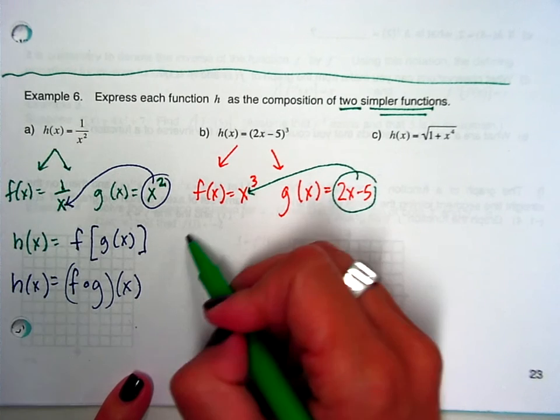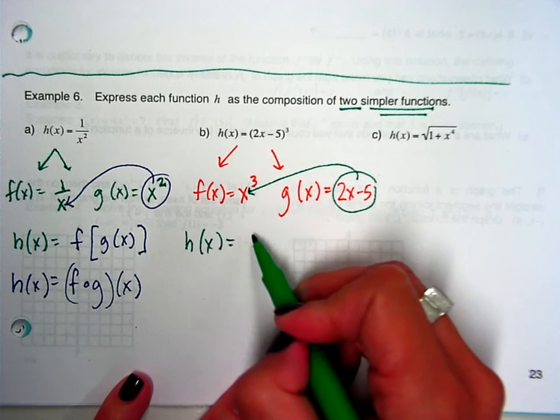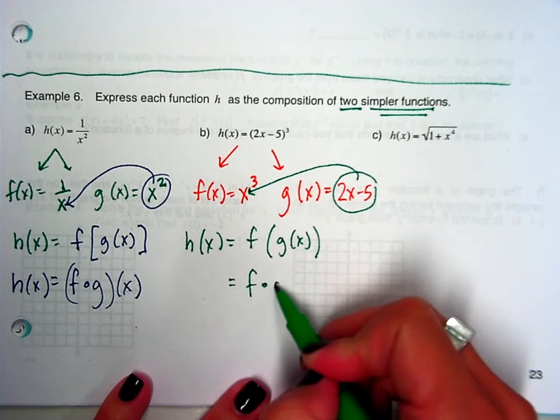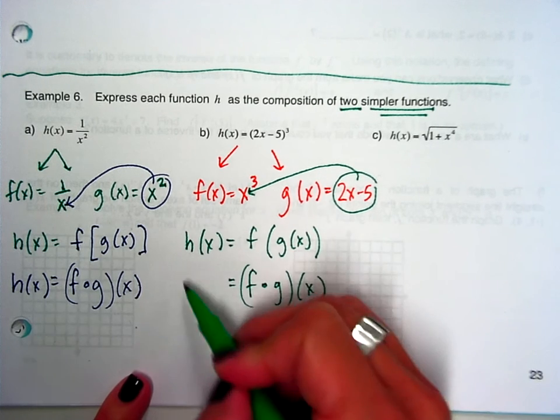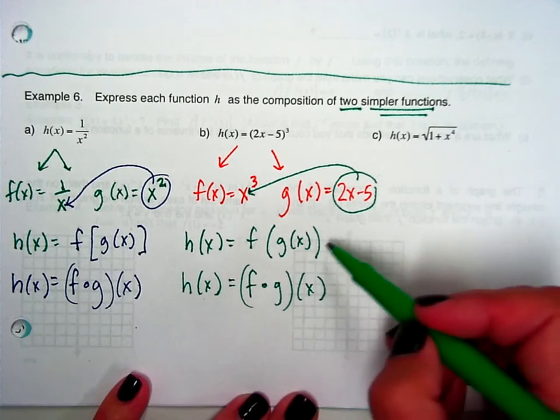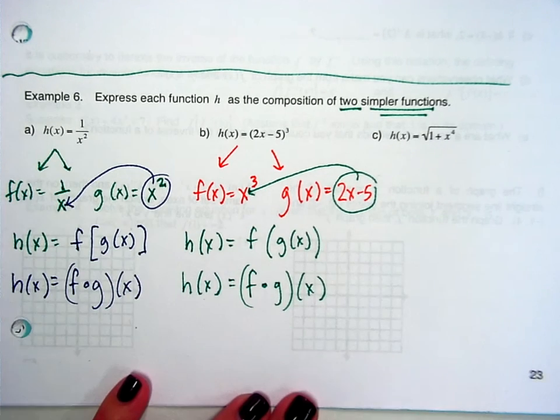So my h of x is equal to f of g of x, again in this case, or f of g. And you can write it as either notation. You notice sometimes I do double parentheses, other times I do brackets. Either one is fine.